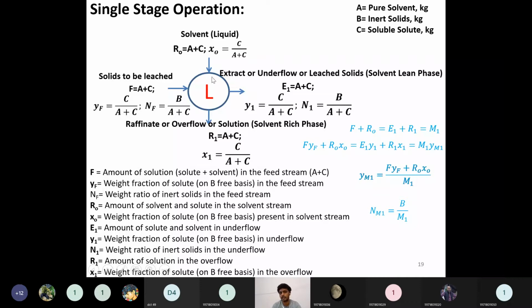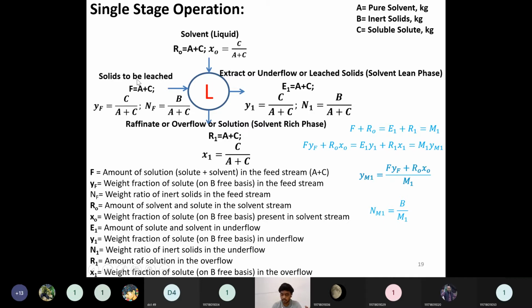Now if you see this first single stage operation, in the first class itself I explained what is going inside and what is getting outside. For example, this is the leaching operation, or a single stage operation, you can say. The feed will enter. As an example, take oil seeds extraction, since you have seen this in CT2. The main aim of the leaching operation for oil seeds is to extract the oil from the oil seeds.